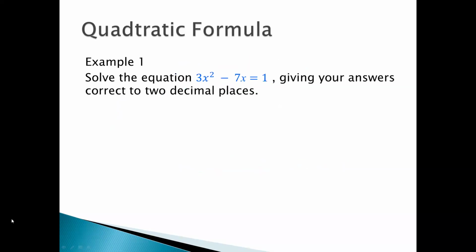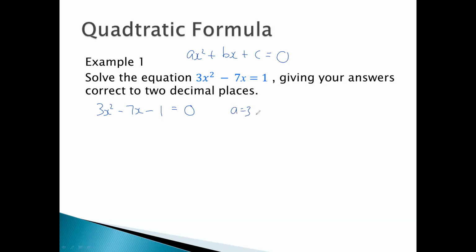First example, solve the equation 3x squared minus 7x equals 1, giving your answers correct to two decimal places. Now, it is always necessary to manipulate your equation such that it becomes the format of ax squared plus bx plus c equals 0. Your right side needs to be 0. So when I look at this equation, I need to move this 1 over to the left. So it becomes this. Right now, you don't have to do this, but it's good practice.